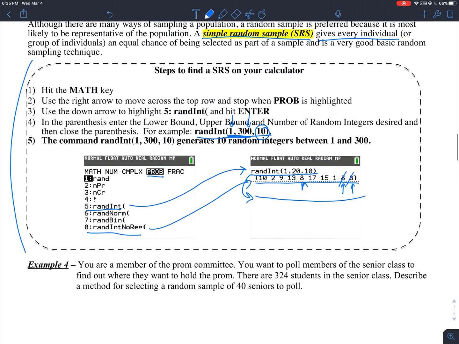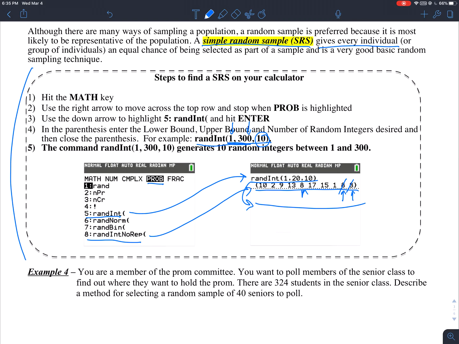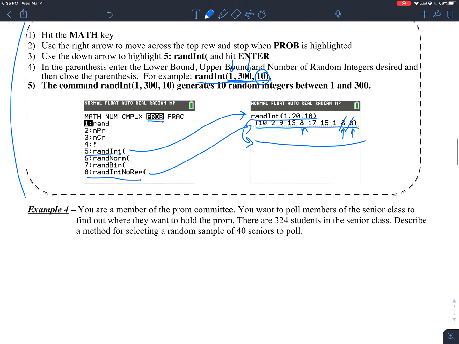So I think I might make a separate tutorial for you about that. But what we want to do is say, okay, now that I know how to find random numbers on my calculator, how do I use random numbers on my calculator to take a random sample? Okay, so I'm going to go over that with you right now.